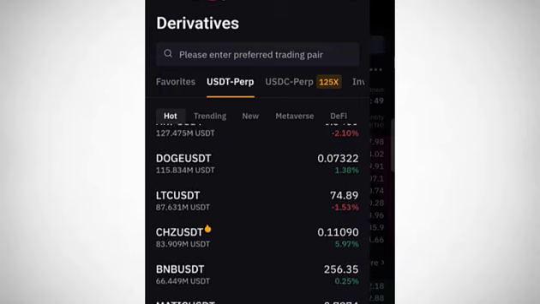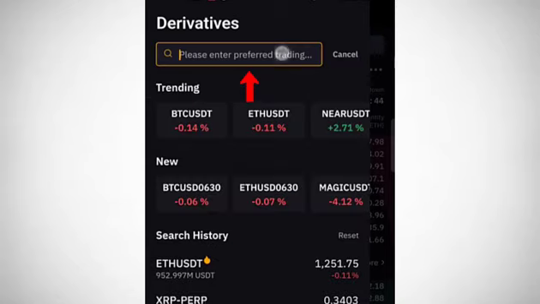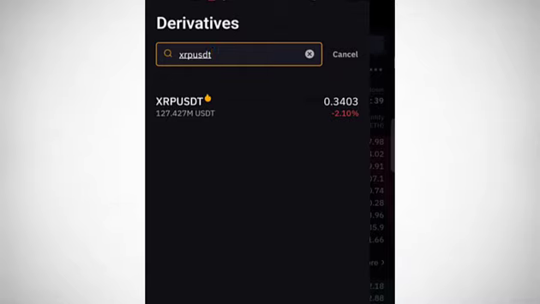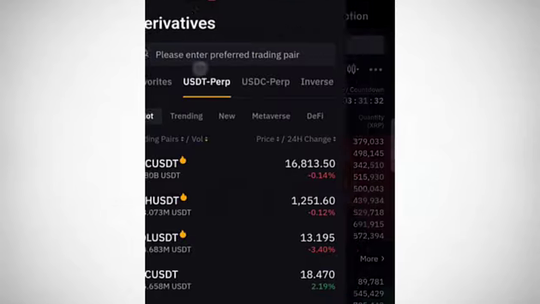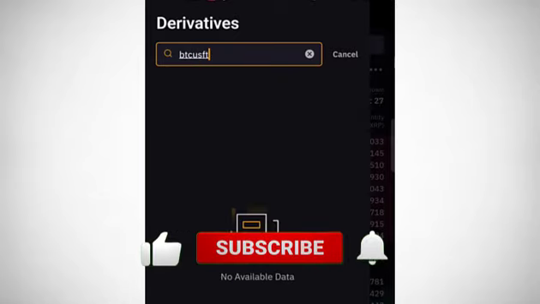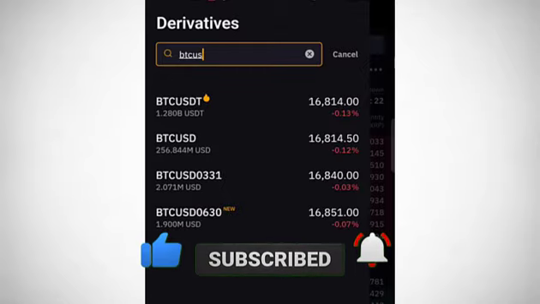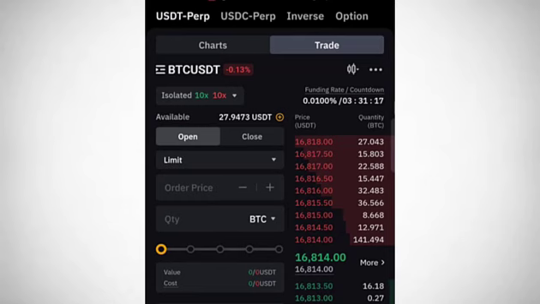Going through this market section, you can quickly do a search to get a coin you want. Let's say you click on the search box at the top. You can search for a coin like XRPUSDT. This will give you XRP, and once you click on it, it gives you the interface to trade XRP, which is Ripple. Now let's go back to BTC. We can search for BTCUSDT, and this gives us Bitcoin USDT. So that is how simple it is to use the market section.